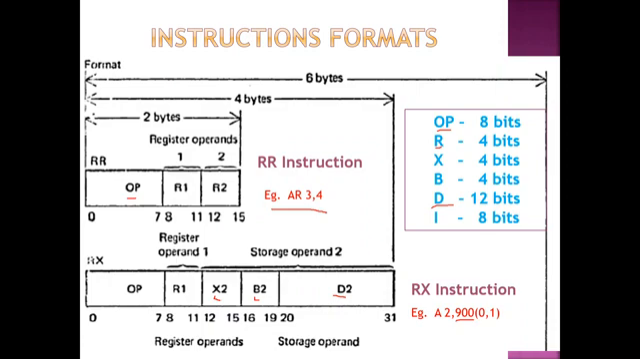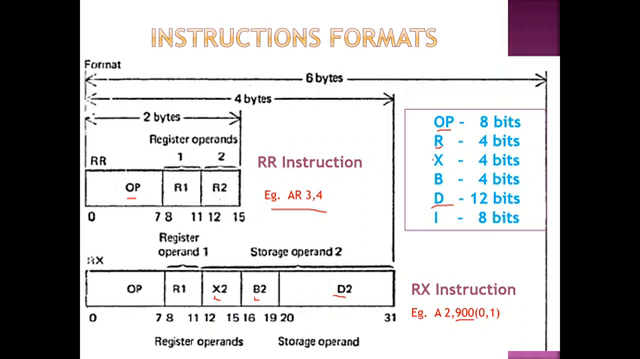So let us start. The first type of instruction is called the RR instruction. So what do you mean by RR? Register to register instruction is called RR instruction. What is the format of RR instruction? Opcode, register 1, register 2. Simple. Opcode will always be represented using 8 bits. So 0 to 7 is opcode. 8 to 11, 4 bits, is for register 1. 12 to 15, the next 4 bits, is for register 2.